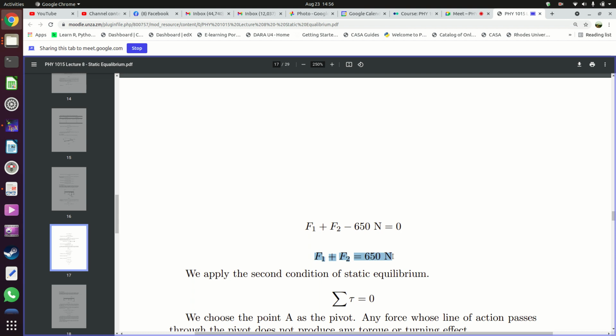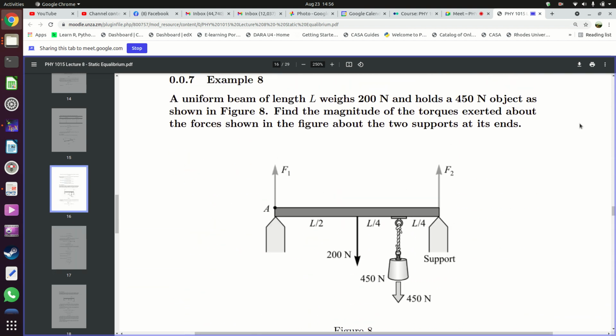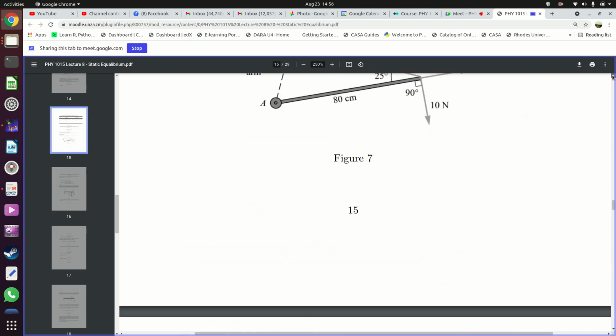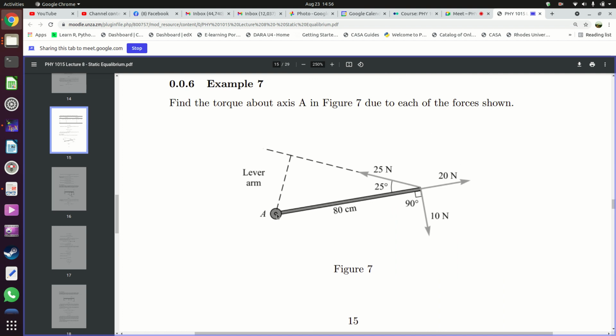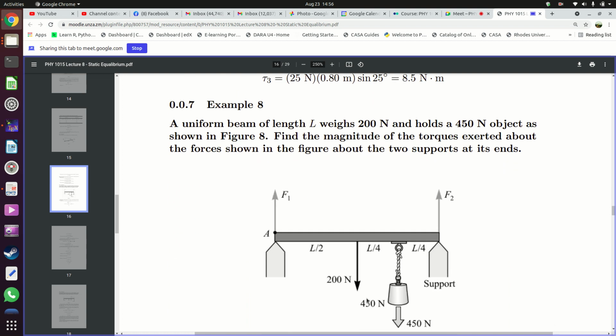Yes, sir. Next, we need to apply the second condition of equilibrium. But for us to apply the second condition of equilibrium, we need to be able to work out a torque. But for us to be able to work out a torque, we need a pivot, so that we are able to measure R and we are also able to measure the angle theta. So you have a choice. In this case, it's not obvious which point should be the pivot. You can choose any point.